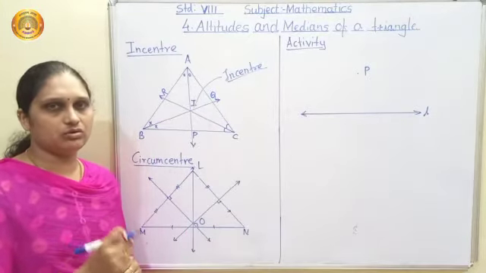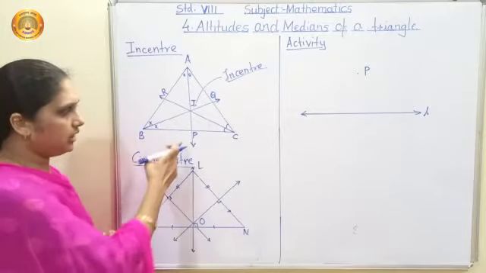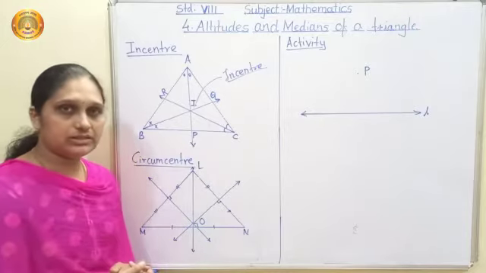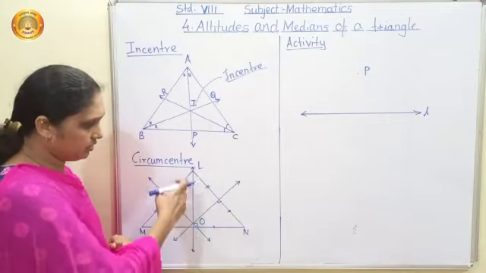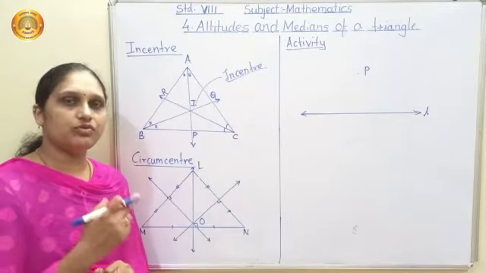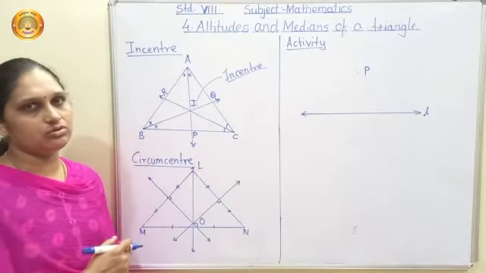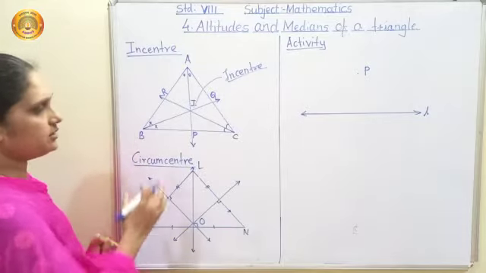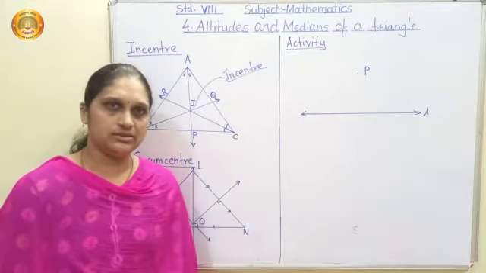That means they are called concurrent. Same for perpendicular bisectors also, all the perpendicular bisectors pass through one point. That means they are also concurrent. So this is the basic knowledge for this lesson.